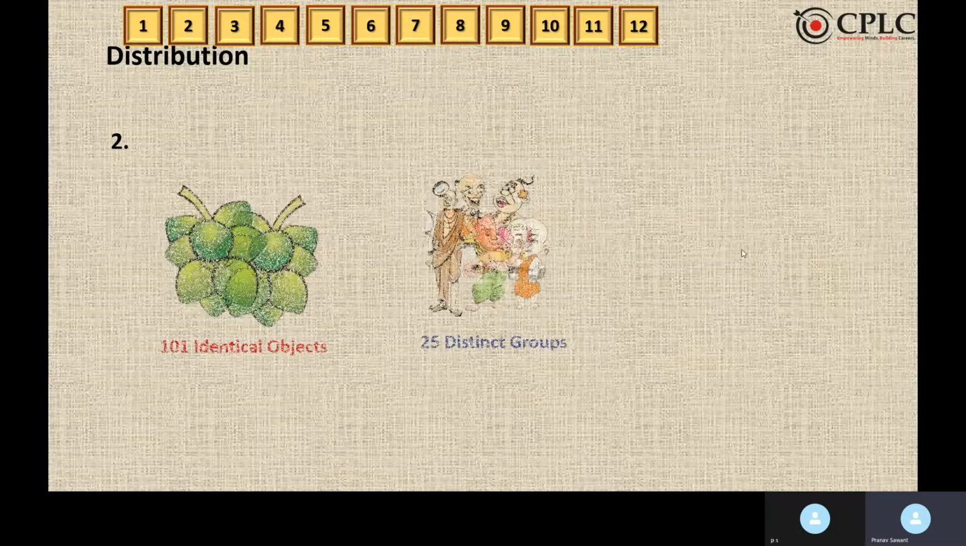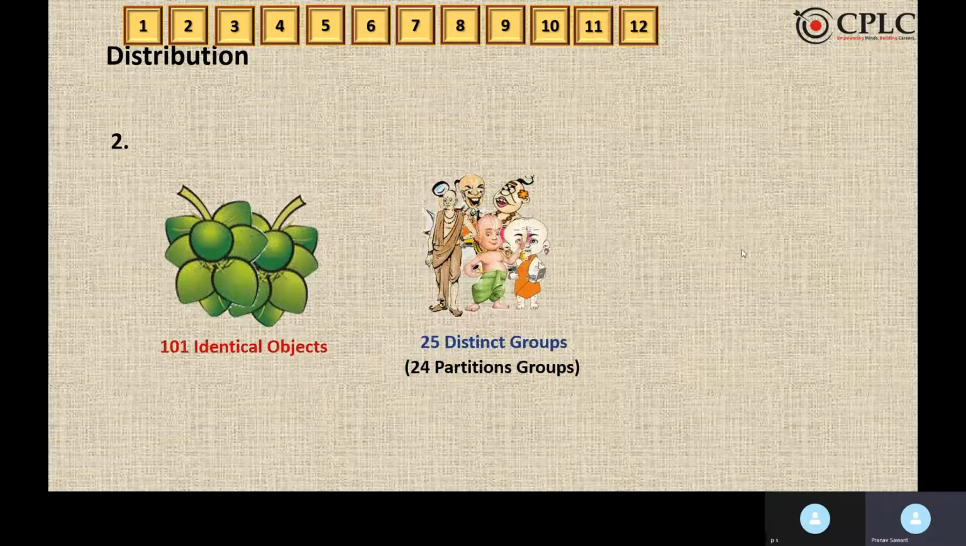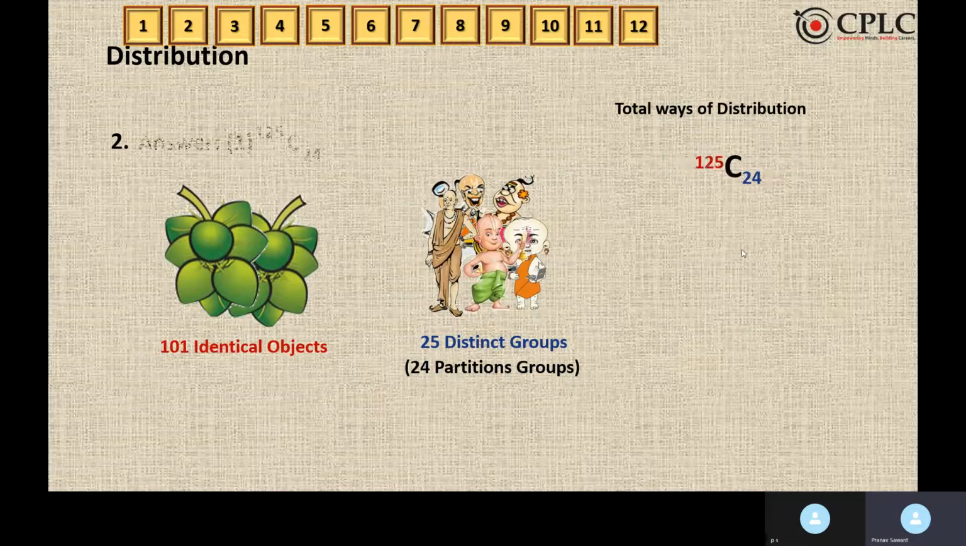101 identical objects, 25 distinct groups. That means the number of partitions is groups minus 1, that is 25 minus 1, which is 24. So total ways of distribution would be 101 plus 24, C24. That is 125 C24, which is option 1. Moving to the next question, that is question 3.